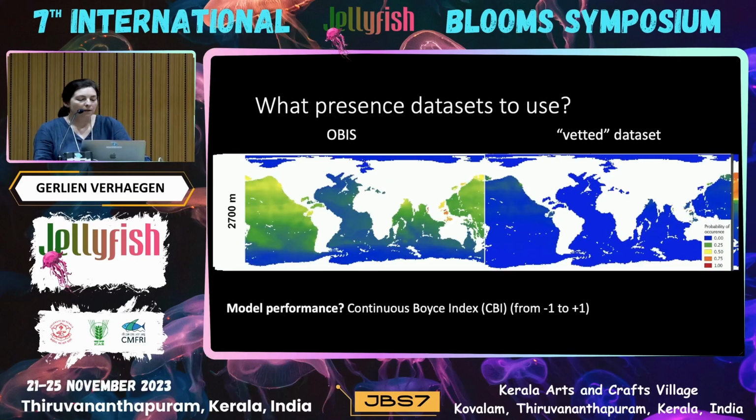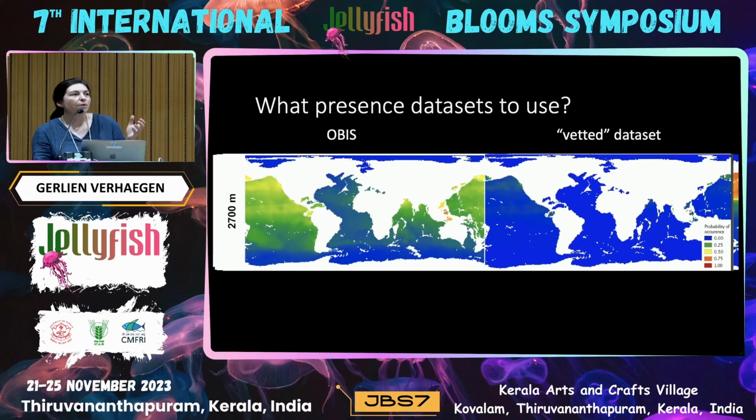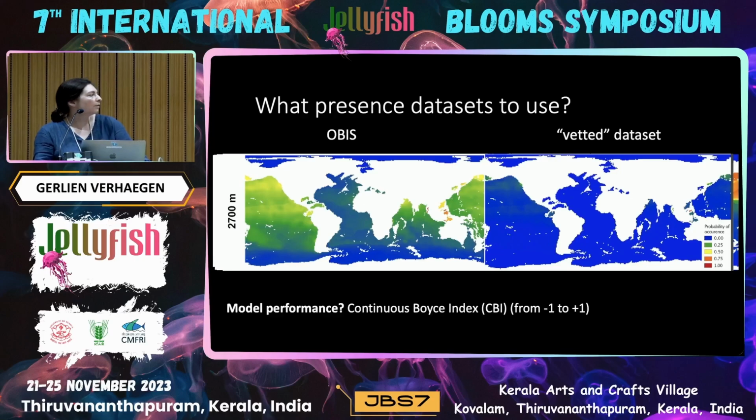And what you may have noticed is that the colors or the distribution that was projected reflects the data that we put in, but how did these models perform? This can also be calculated thanks to a statistic called the continuous Boyce index, which goes from -1 to +1, where +1 is your perfect model, will always find your jellyfish wherever it is, and around 0, it's not better than random, where you just have thrown some points on the map would be equally good.